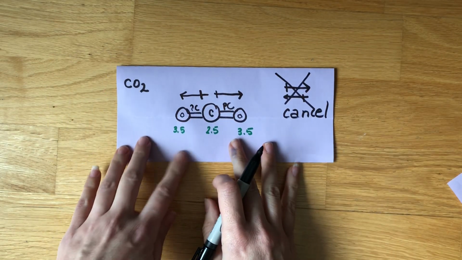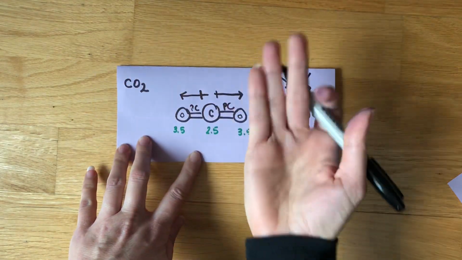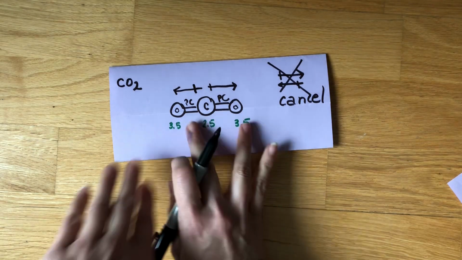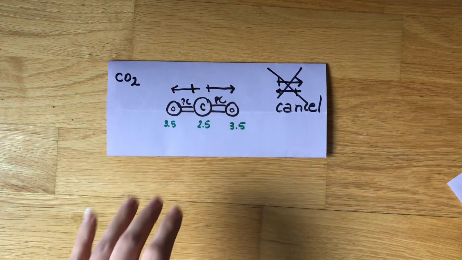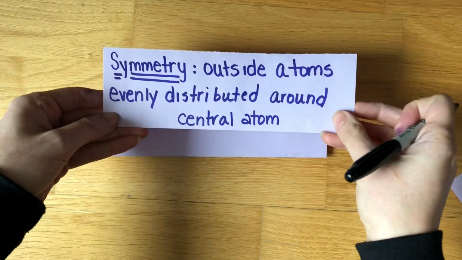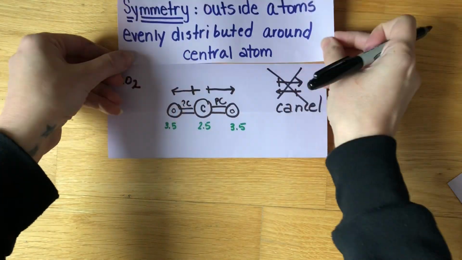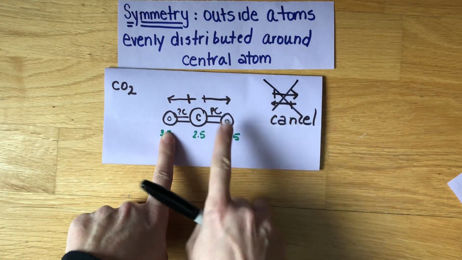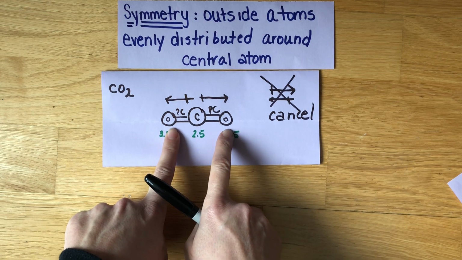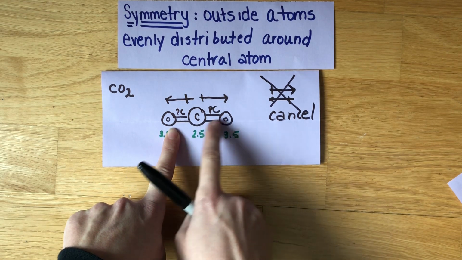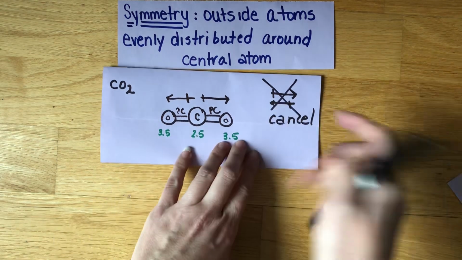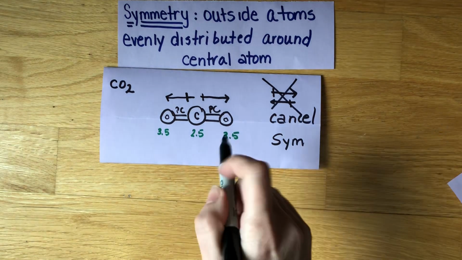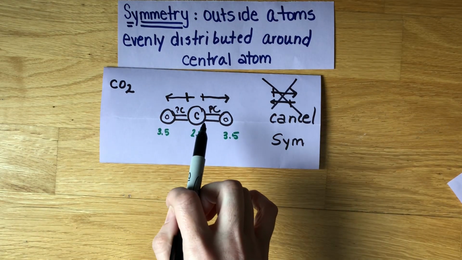So what I have here is a perfectly symmetrical shape, right? Because my outside atoms are distributed evenly around the center, one on this side, one on this side, they're exactly the same, that's important, and they're pulling in equal and opposite directions and they cancel out, then this is symmetrical, which means there's no net pull, right?